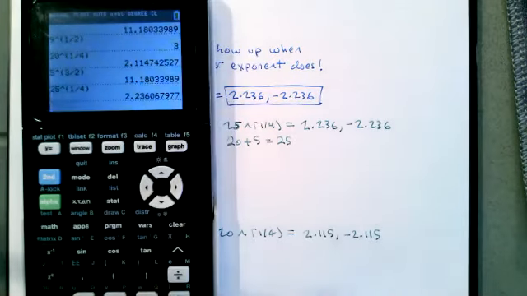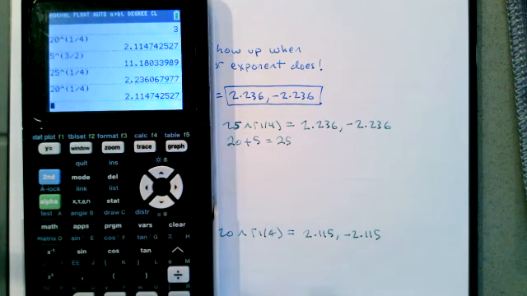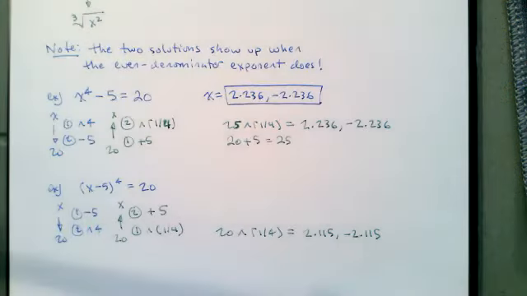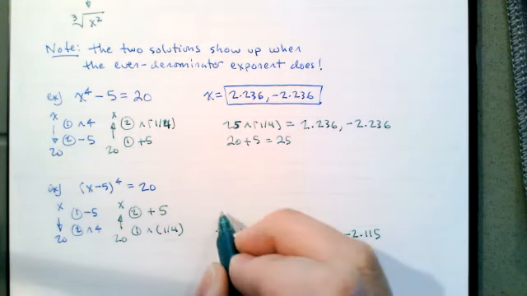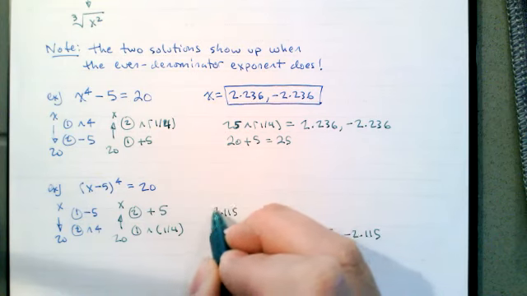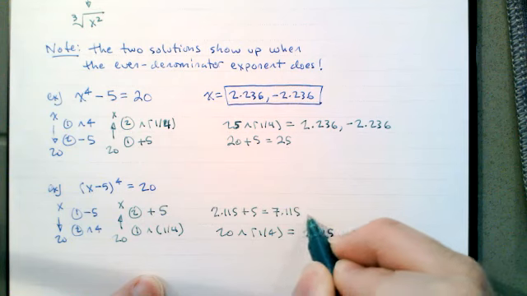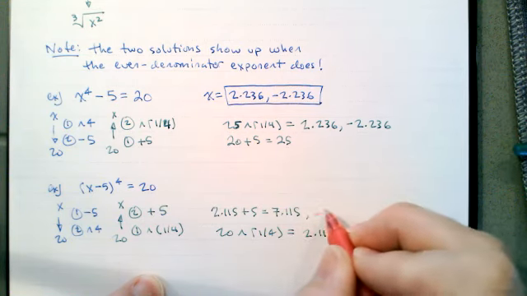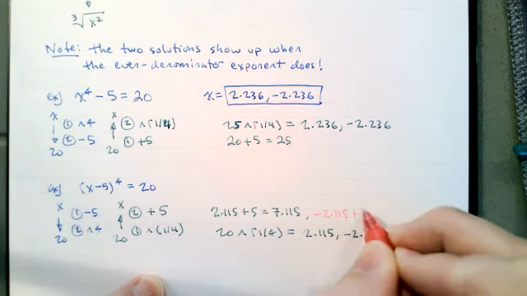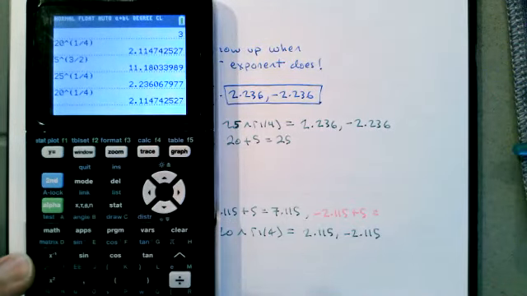I'm going to load it on the calculator. So 20 to the 1/4 power is 2.115. Then to both of these numbers, we have to do the second step. So I have to do 2.115 plus the 5 to get 7.115. And I also have to do negative 2.115 plus the 5 to get 2.885.